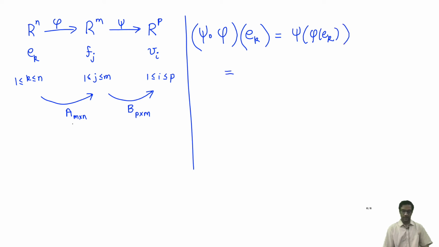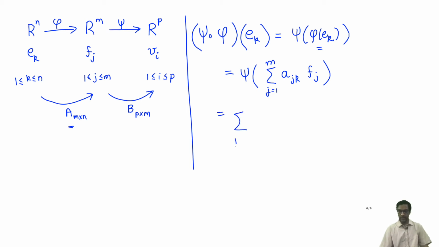Okay, now I'm given that this matrix is A. That means I know what phi of ek is. This is just psi of summation a_jk fj, where j is being summed over 1 to m. Now when I apply psi to this, what am I supposed to do? I pull the a out, j goes from 1 to m, this becomes a_jk, and I need to evaluate psi of fj.